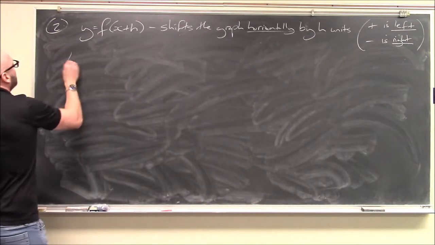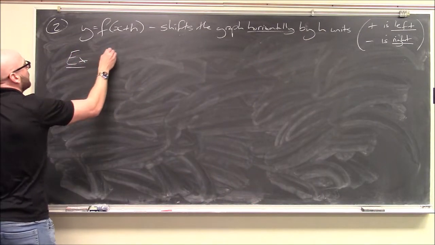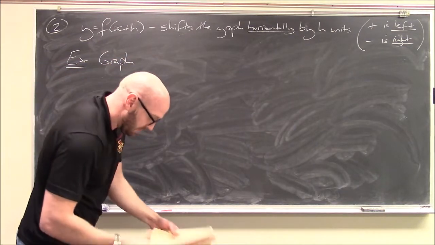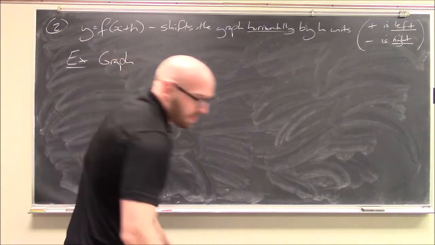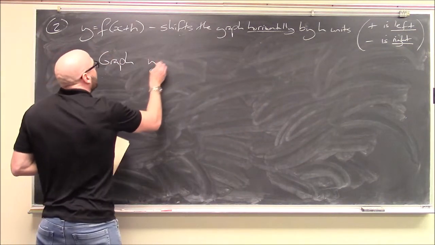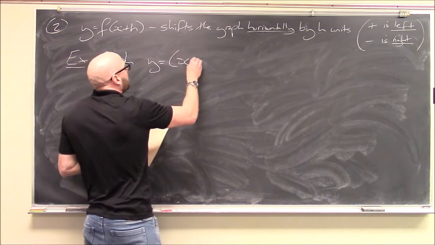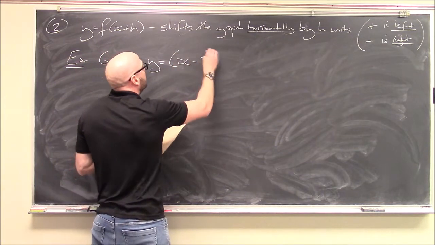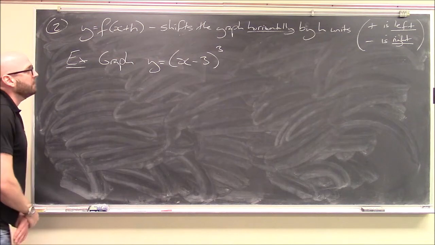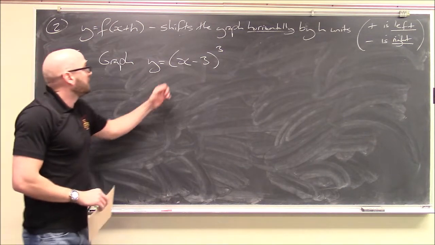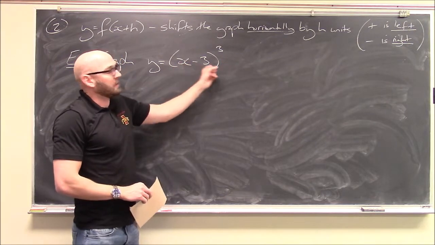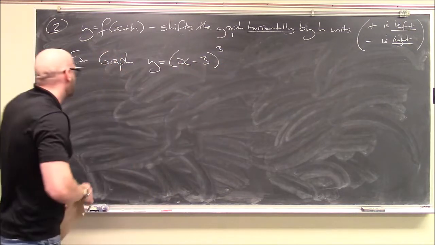So for example, let's draw the graph of y equals x minus 3 cubed. So you'll look at this and you'll say, okay, I'm going to start with the graph of x cubed, and then I'm going to replace x with x minus 3. So that gives me a horizontal shift.